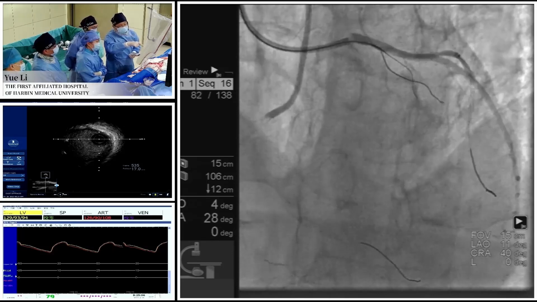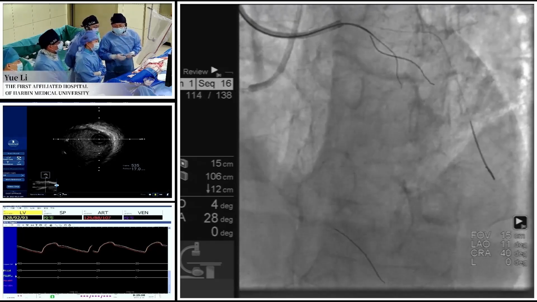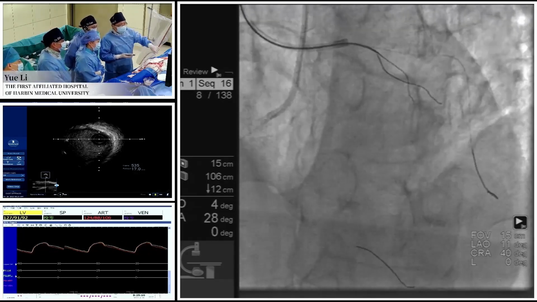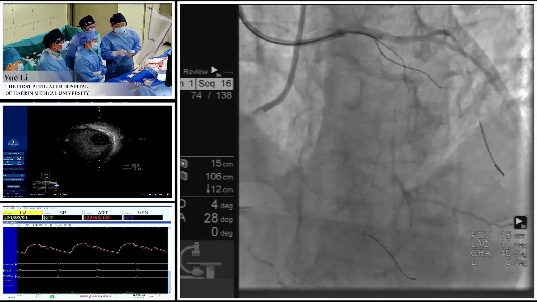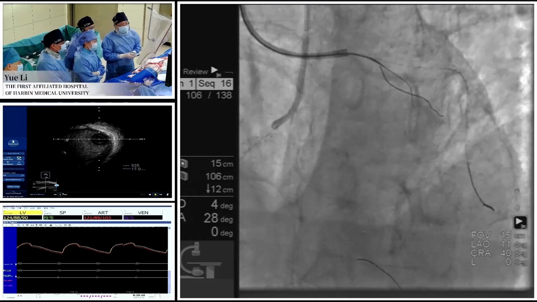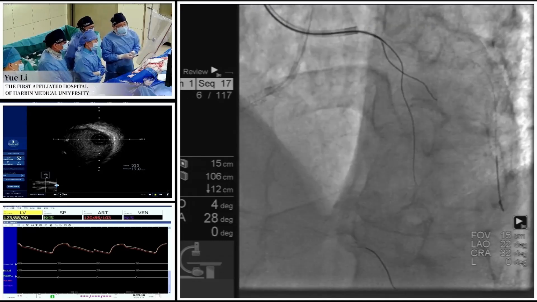The wire just went like the CTA intelligent visualization showed us, a relatively soft plug, and went to the distal diagonal branch.